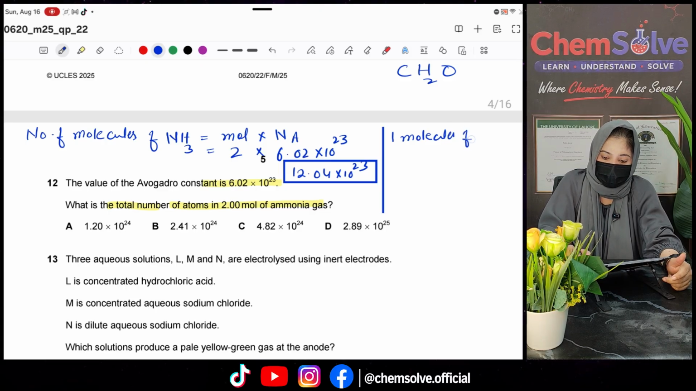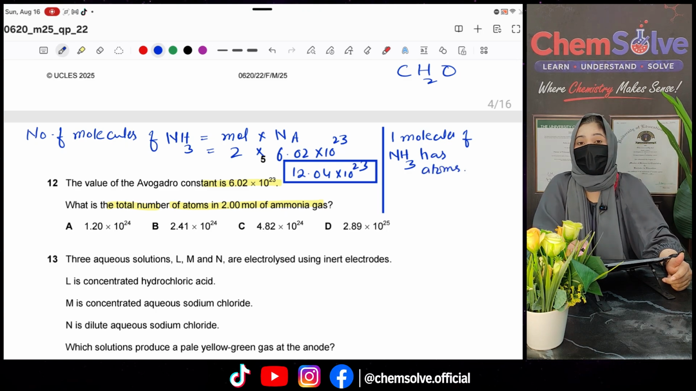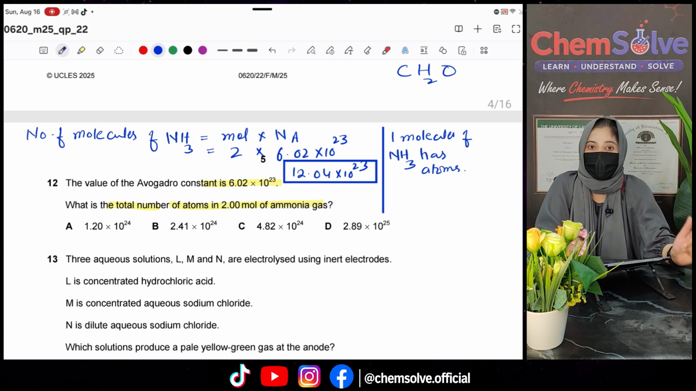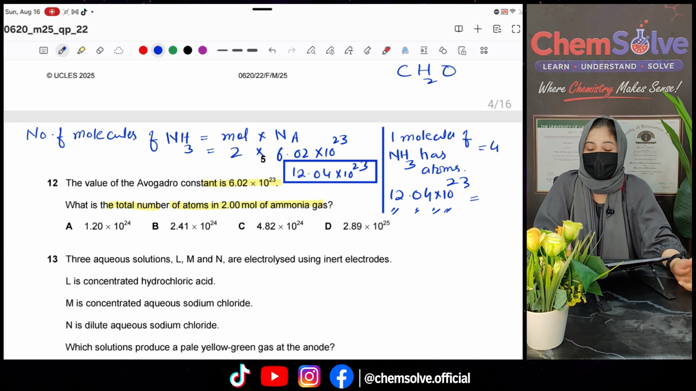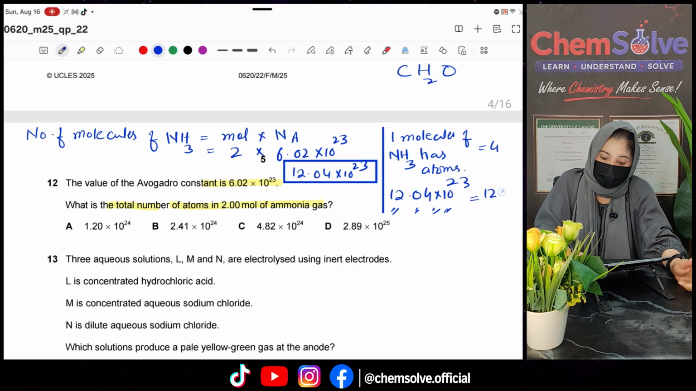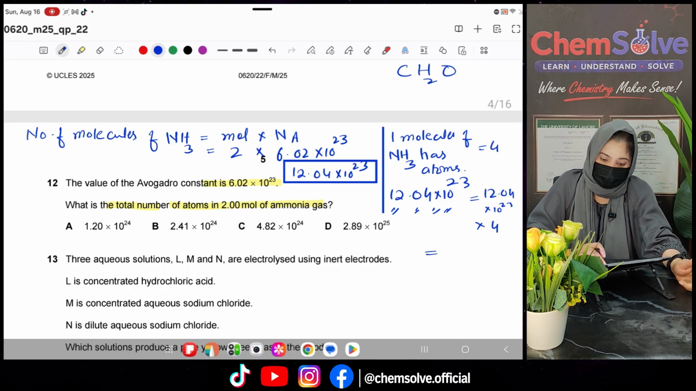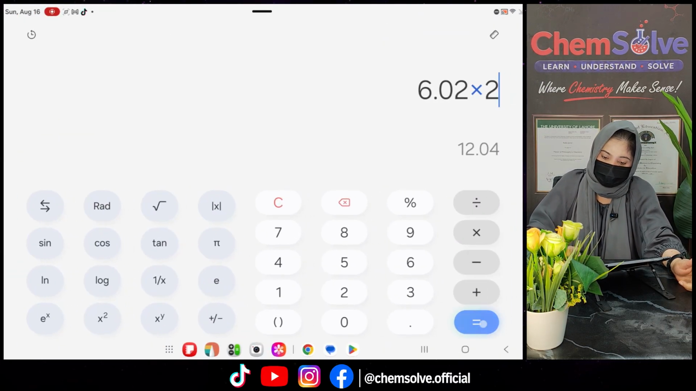One molecule of ammonia has atoms. So one molecule of ammonia has 4 atoms: 1 nitrogen and 3 hydrogen. So this is 4. We have 12.04 × 10^23 molecules of ammonia. So how many atoms would it have? 12.04 × 10^23 multiplied by 4. So let's calculate.